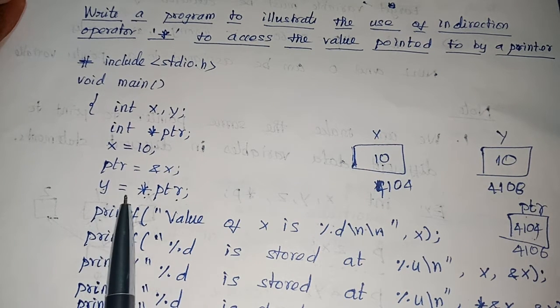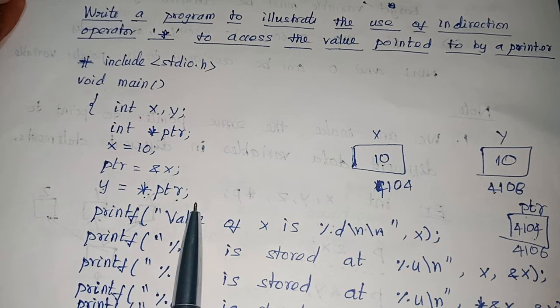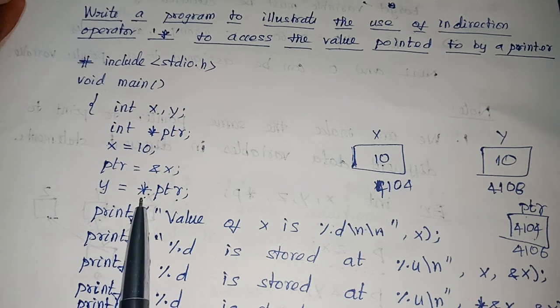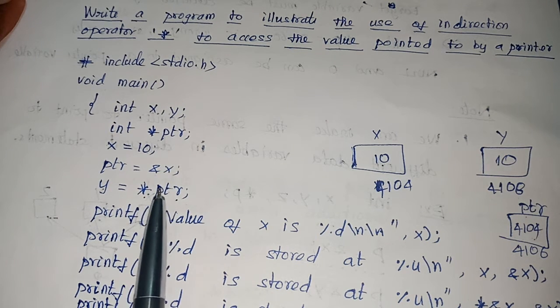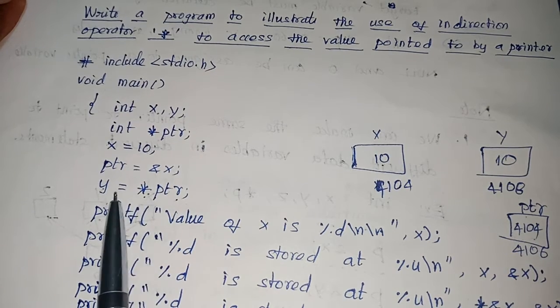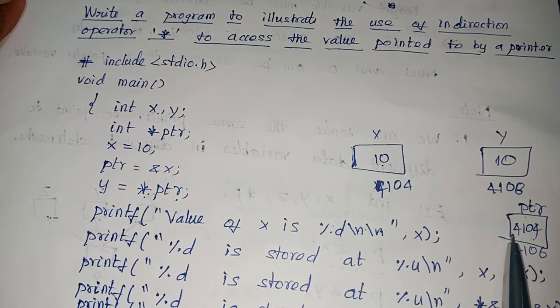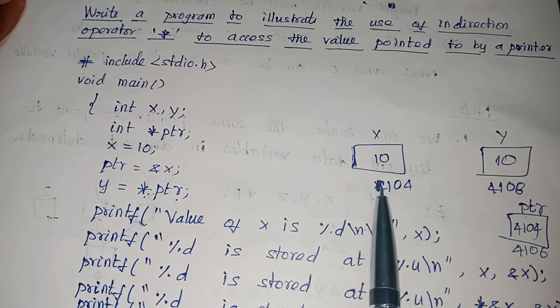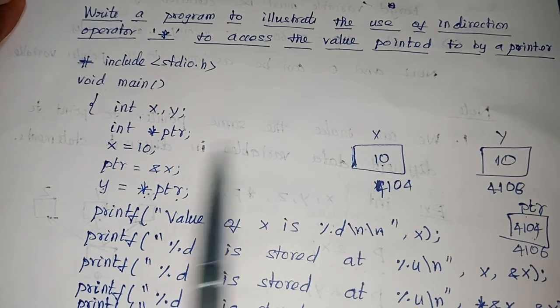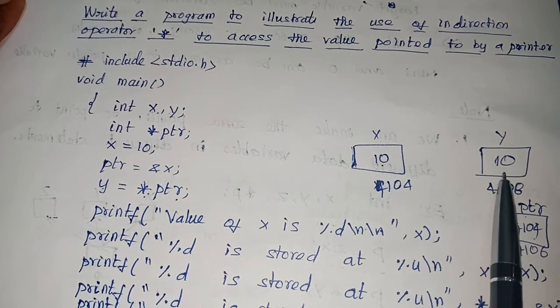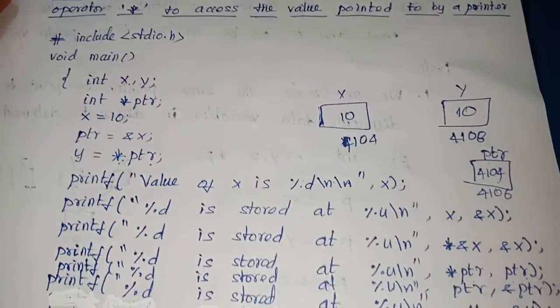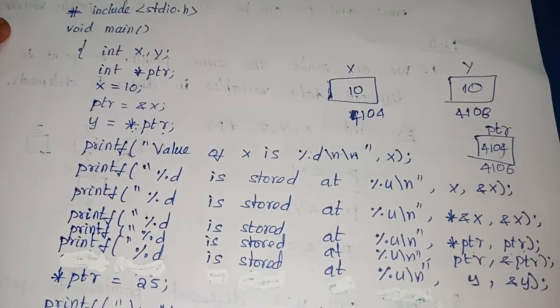Coming to the next statement, y equal to star ptr. This is not a declaration statement, so this star is a dereferencing operator. What is the property of the dereferencing operator? It goes to ptr, collects the address stored in ptr, moves back to that particular address and collects the value. This is the duty of star. So as soon as this statement is encountered, it goes directly to ptr, collects the address 4104, goes to that address and gets the value, and that value will be stored in y. So now y contains the value 10. Now let us see what will be printed.